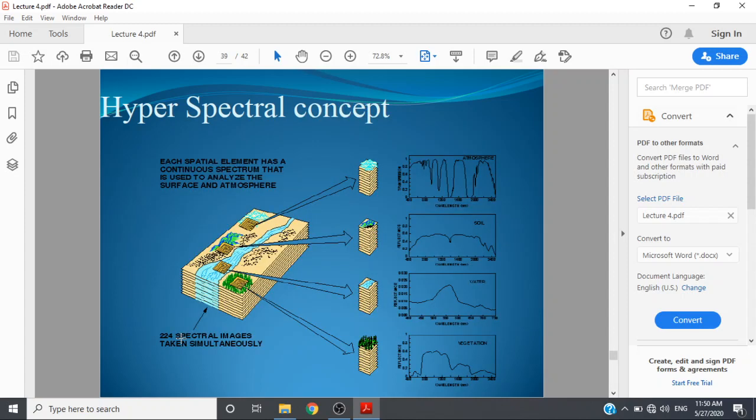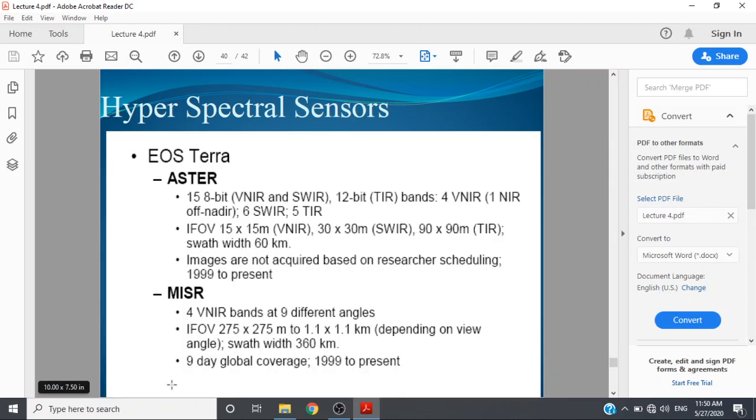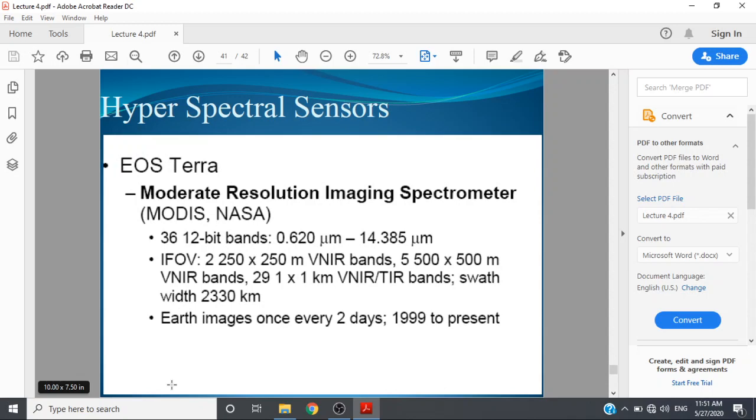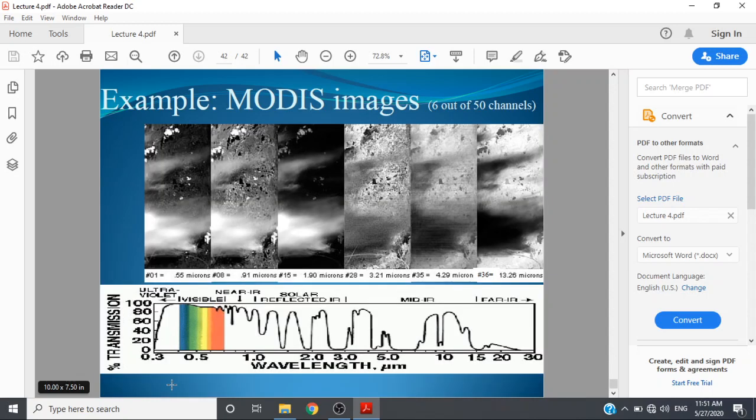Here is the hyperspectral concept. Each spatial element has a continuous spectrum that is used to analyze surface and atmosphere. 24 spectral images taken simultaneously. Hyperspectral sensors ASTER, MISR on EOS Terra, and MODIS are examples.